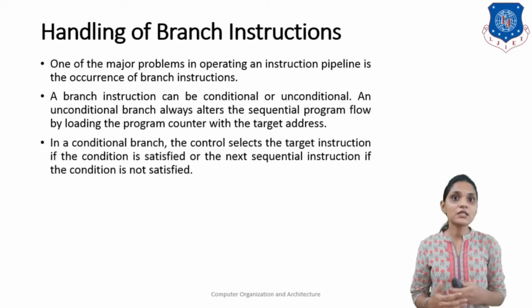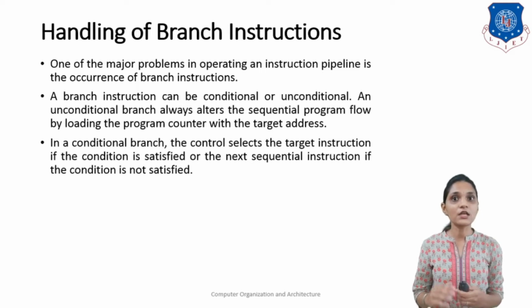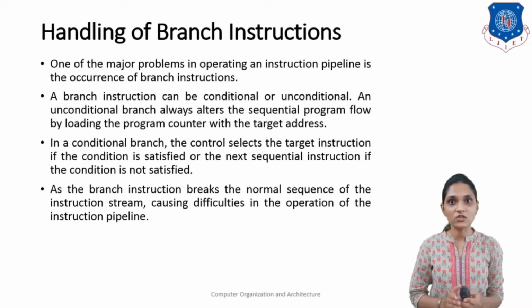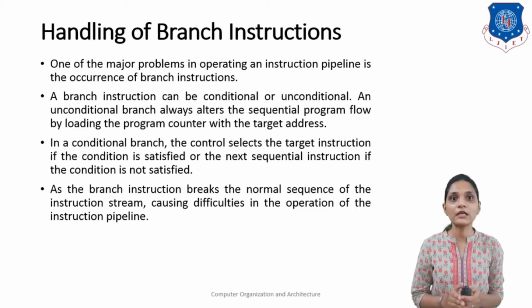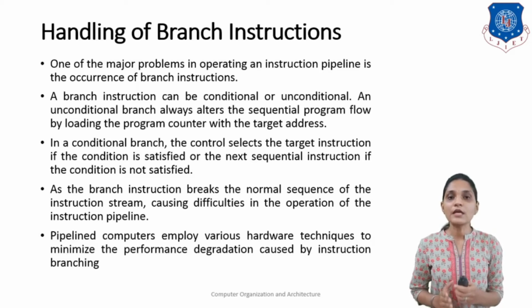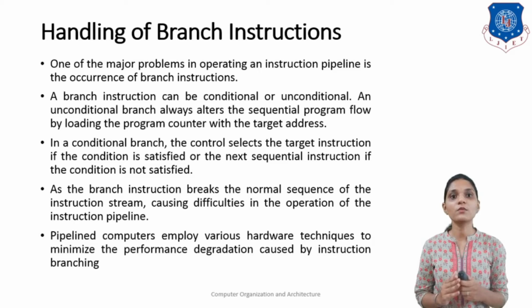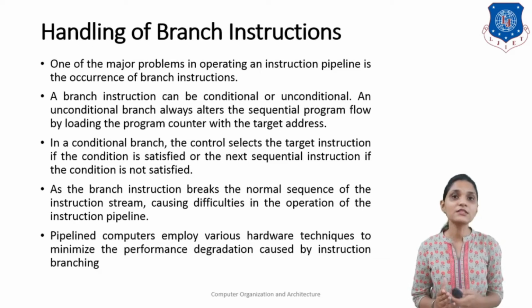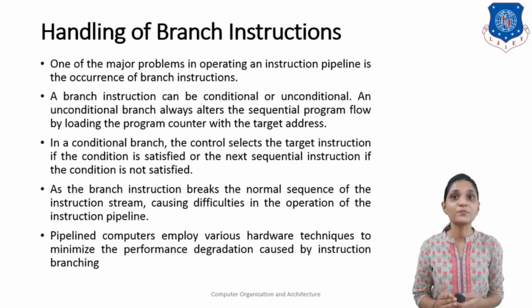In conditional branching, the control selects the target instruction if the condition is satisfied, or the next instruction if the condition is not satisfied. The branch instruction breaks the normal sequence of the instruction stream, which causes difficulty in the operation of the instruction pipeline. The pipeline computer employs various hardware techniques to minimize the performance degradation caused by instruction branching. Next we will see how we can handle this branch instruction by some means.